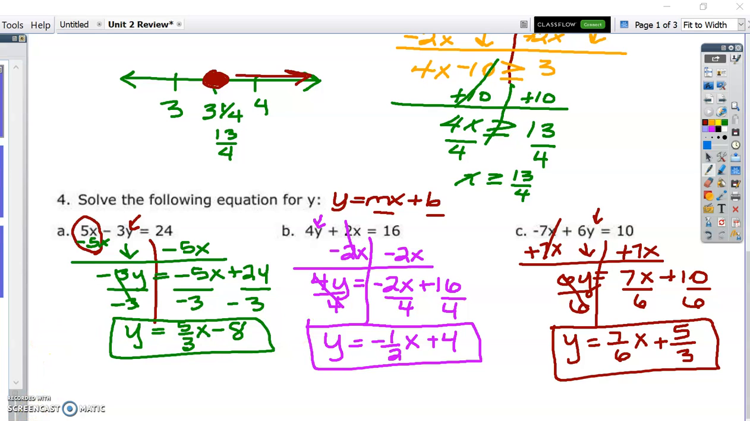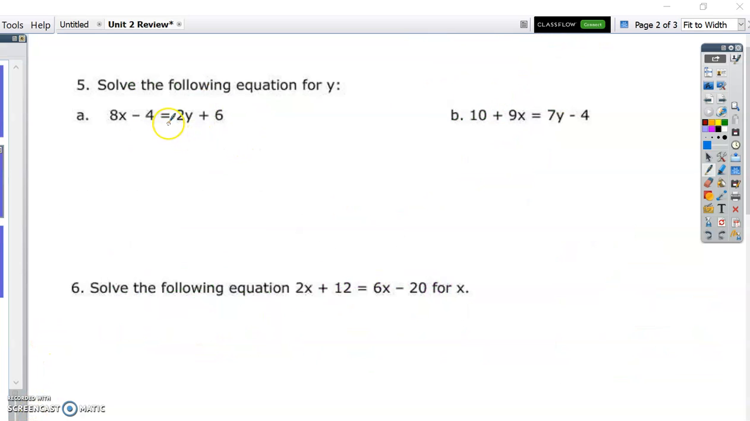Here we go, page 2, and I'm going to draw my equals, my line. Again, we're solving for y. These look a little bit different because the y is over on this side and you've got information on both sides.